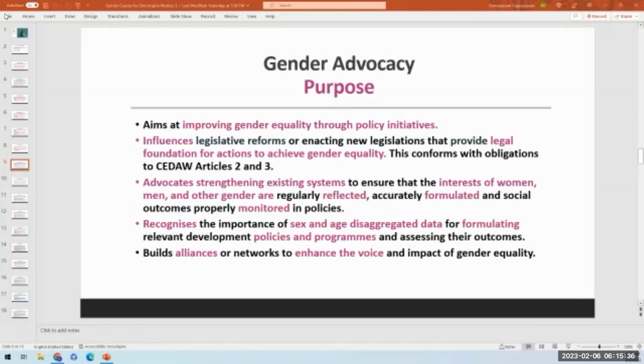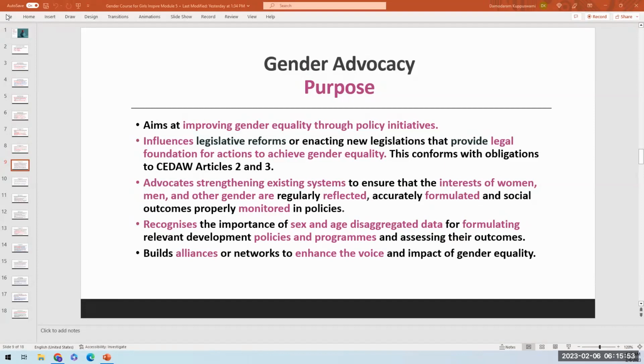But that belief that there is need for them to be helped, or that belief that there is need for a change that can transform whatever is happening for the benefit of those people that we are campaigning for.